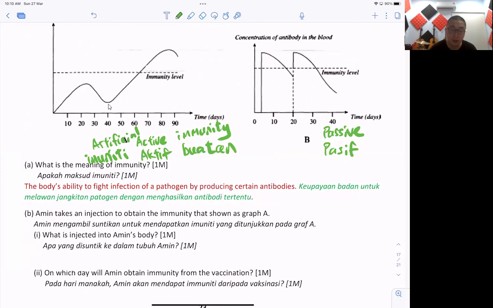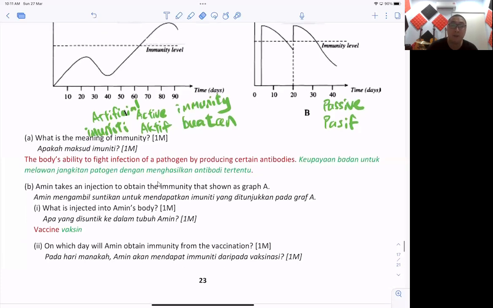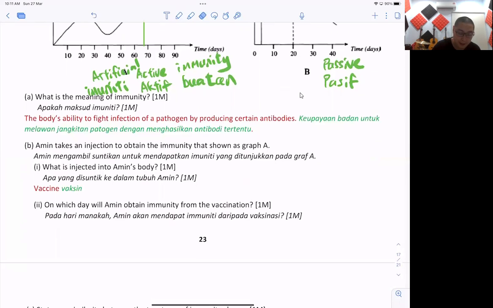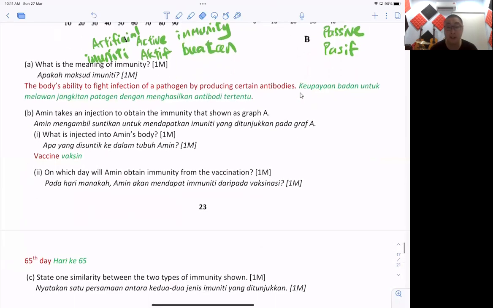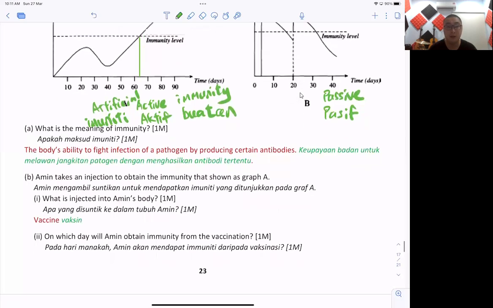So what is injected? Vaccine. Now, on which day will Amin obtain the immunity from the vaccination? If you want to know when he gets the immunity, you need to look at the immunity level. As long as your graph is over the immunity level. So you need to take slightly higher. You'll see that somewhere around 68, or in this case I can take 65 days. Just in case, to make the argument, 65 days will be better.